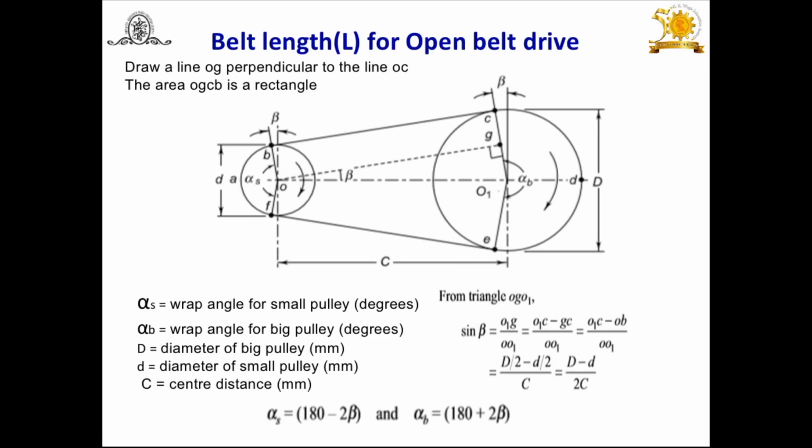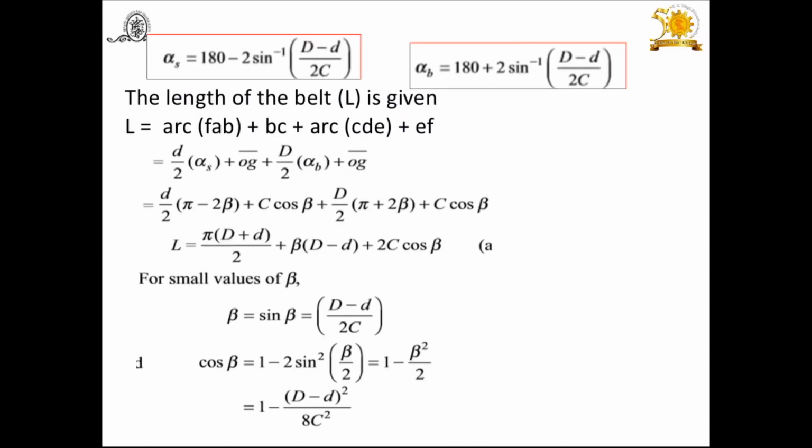So we can find out here beta is equal to sine inverse of, in bracket, capital D minus small d by 2c, bracket complete. And by substituting this value of beta here in the expression of angle of wrap for the smaller pulley and larger pulley, we will get the angle of wrap, that is 180 minus 2 beta and 180 plus 2 beta. After substituting these values, you will get the angle of wrap for the smaller pulley and the angle of wrap for the larger pulley. Then find out the length of the belt.